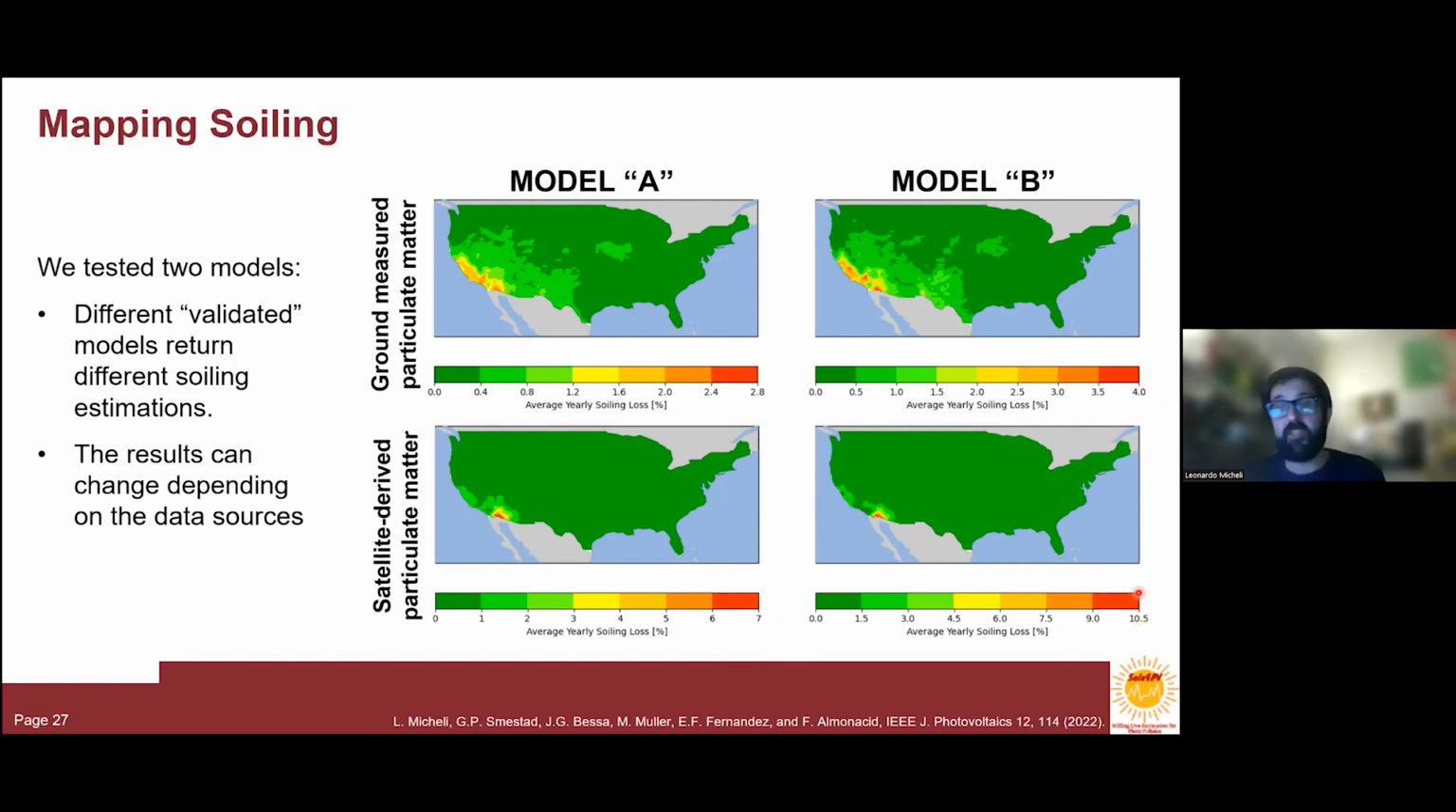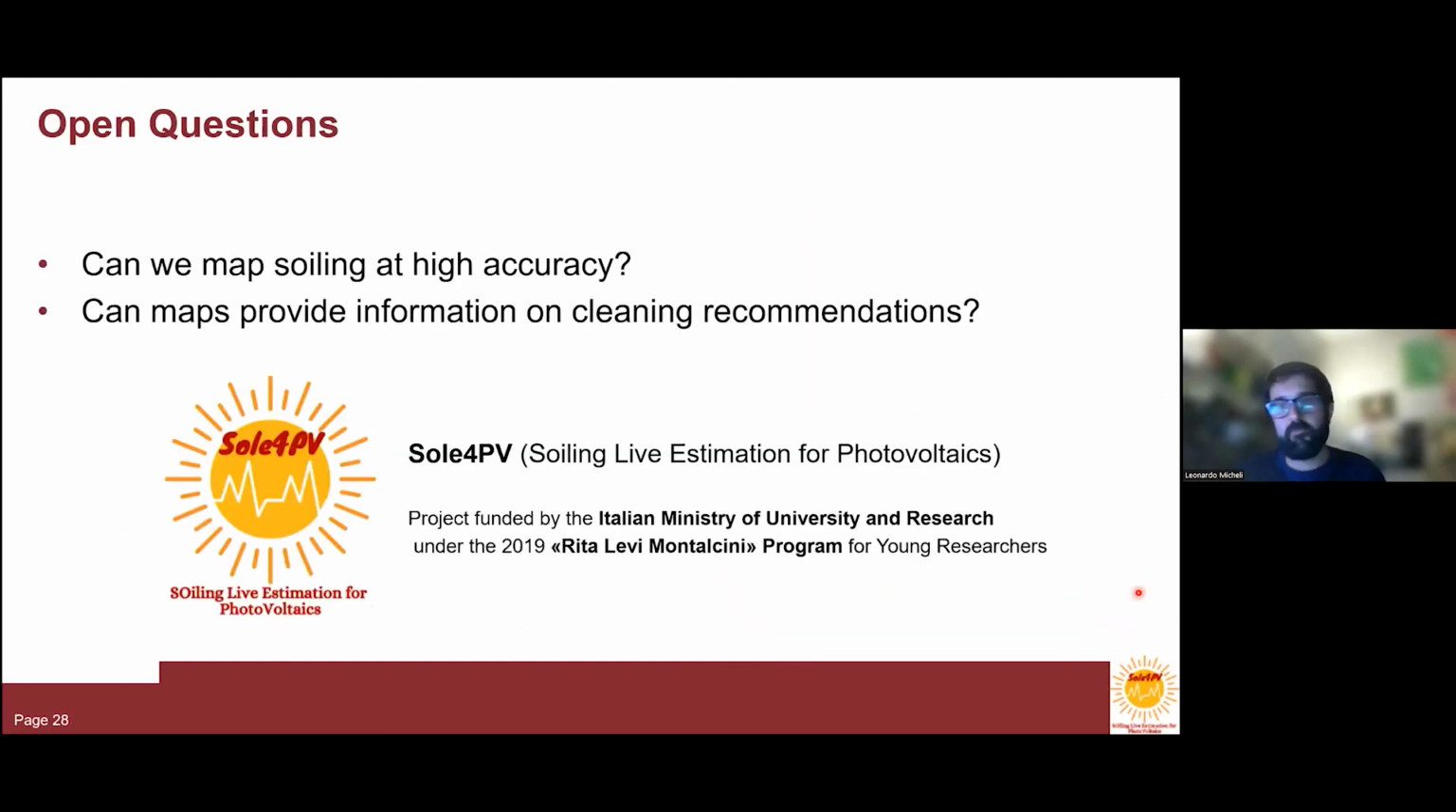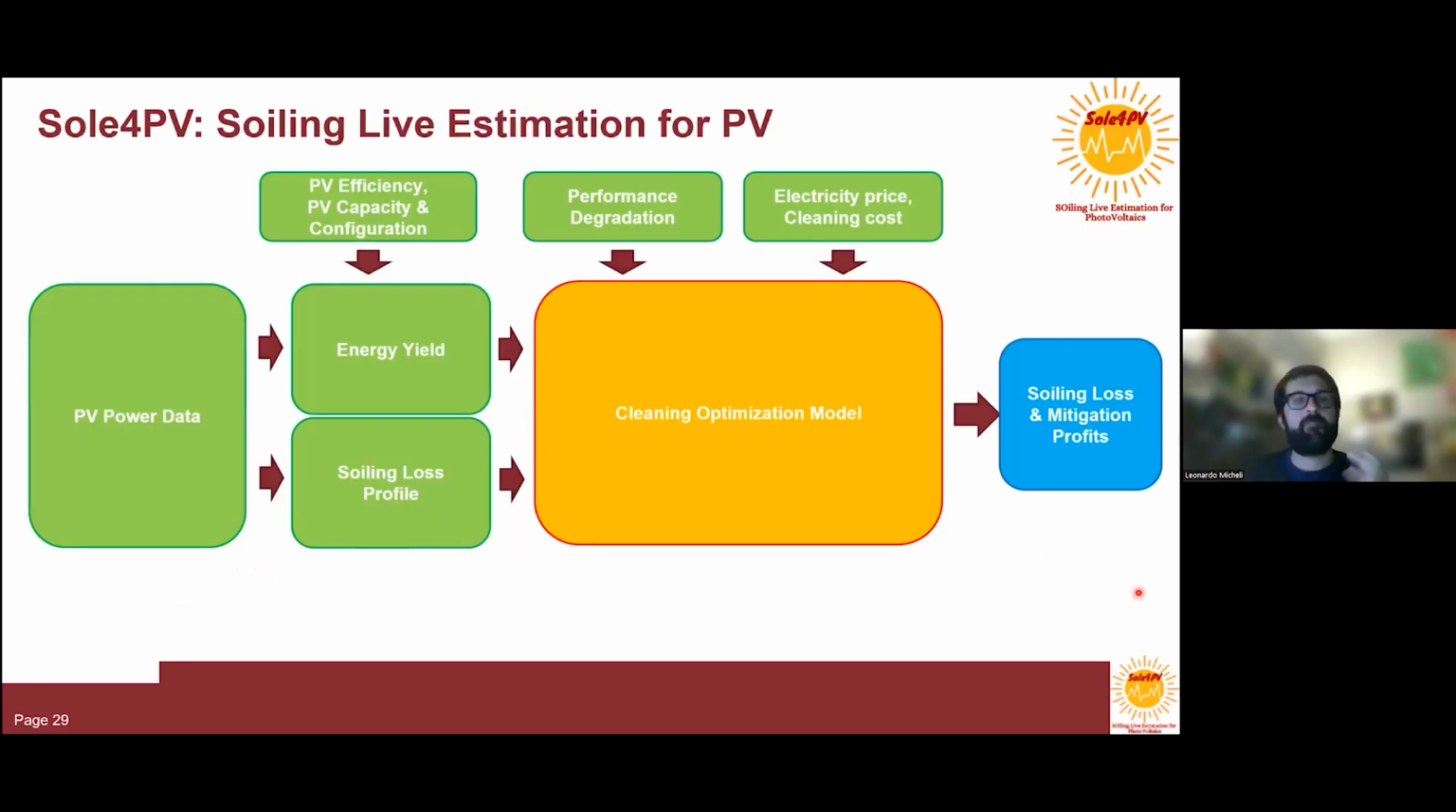So again, models have to be refined, and the community has to be careful about which type of data they're using. What I'm trying to do with my current project, Sole for PV, soiling live estimation for photovoltaics, is increase the accuracy of mapping soiling and provide more information on cleaning recommendations. So again, I'm trying to move away from using PV power data and rather estimate the soiling loss profile and the energy yield from environmental parameters, in a similar manner to what I've shown.